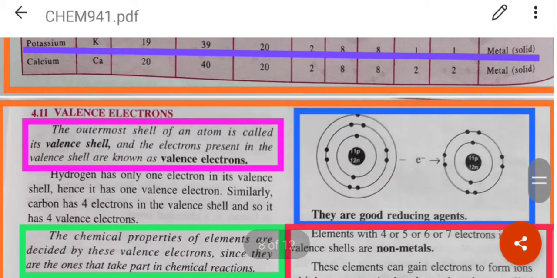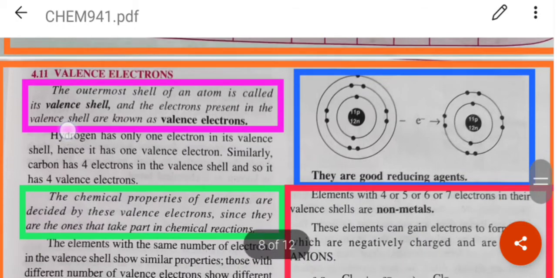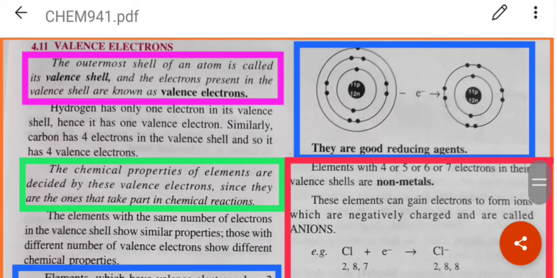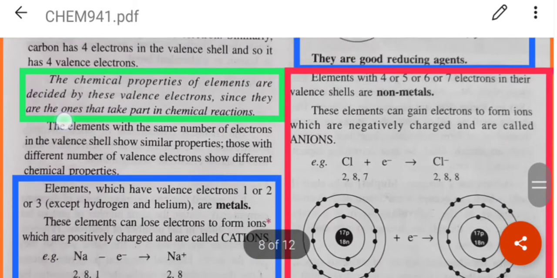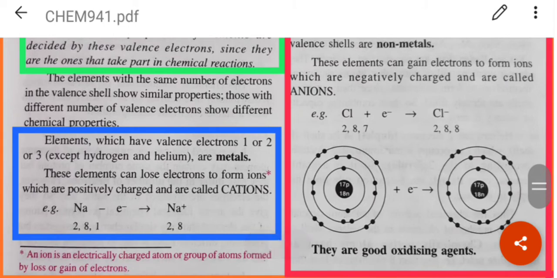Now, what are valence electrons and valence cell? The outermost cell of an atom is called the valence cell, and the number of electrons in the valence cell is known as the valence electrons. And the chemical properties of elements are decided by these valence electrons, since they are the ones that take part in chemical reactions.